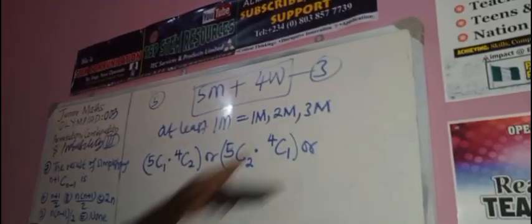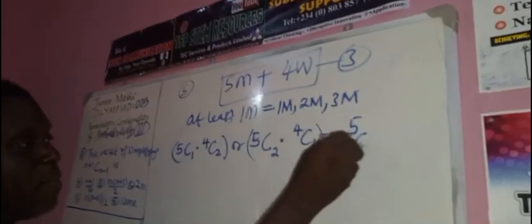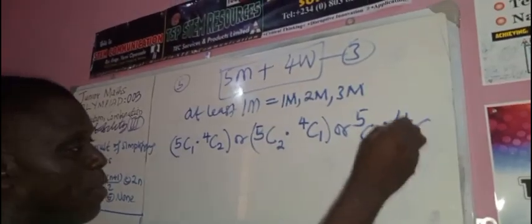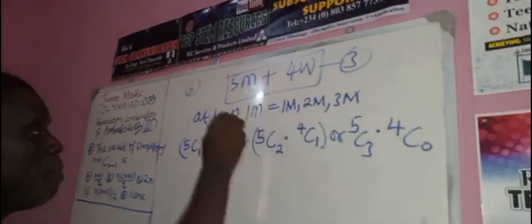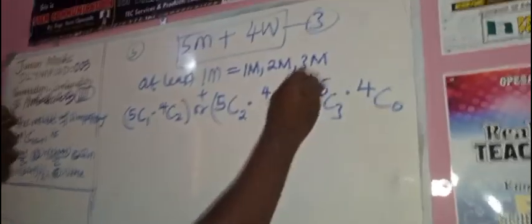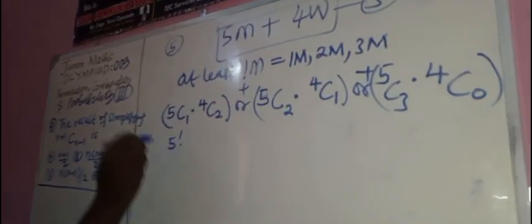Or I can still pick 3 men. So 5 out of 5 combination 3. In this case, out of the 4 women, I cannot pick anybody again because it must not be more than 3. 3 plus 0, 3. So all means plus. That is the interpretation.